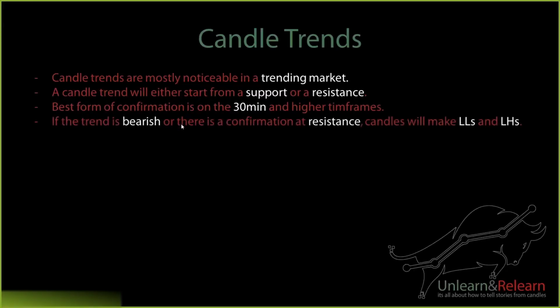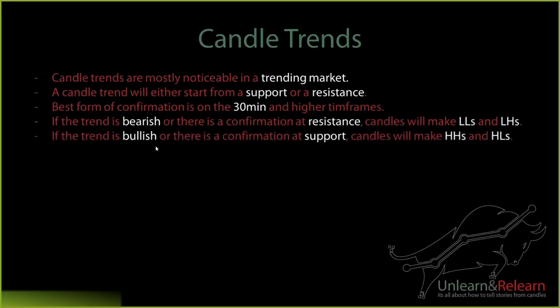If the trend is bearish or there is a confirmation at retest, candles will make lower lows and lower highs. Whenever price reaches a resistance and you have a candle closing bearish, there's a very high chance candles will make lower lows and lower highs. In the same way, if the trend is bullish or there's a confirmation at support, candles will make higher highs and higher lows. This is an extremely important concept. Extremely, extremely important concept. Right?